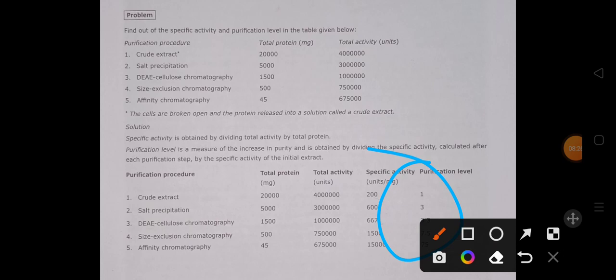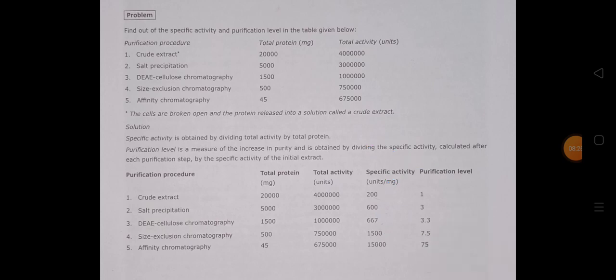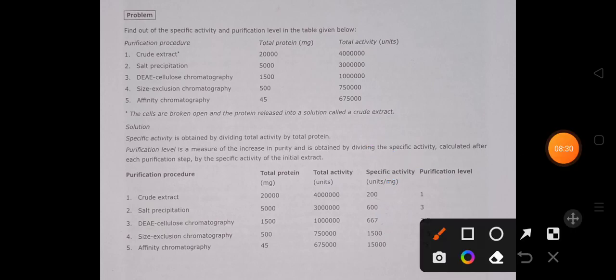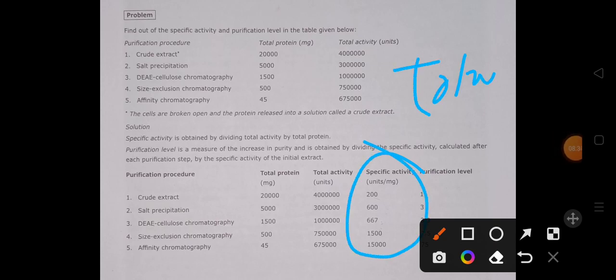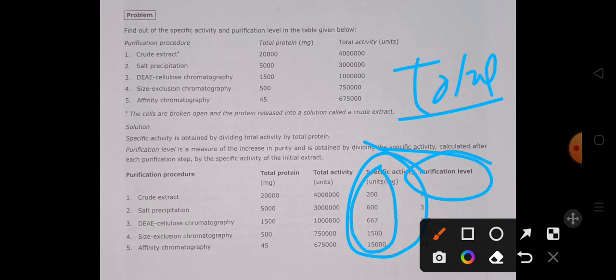So that is the idea of how we can derive the specific activity by dividing the total activity by the total protein. And the purification level we can easily find by dividing all the specific activities by the first specific activity, right? So that is the idea of the purification of protein.